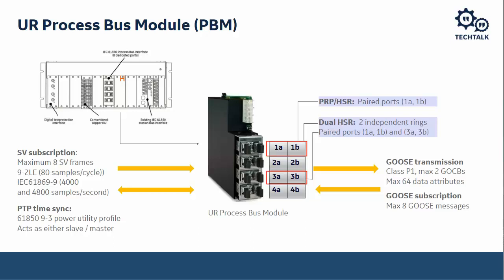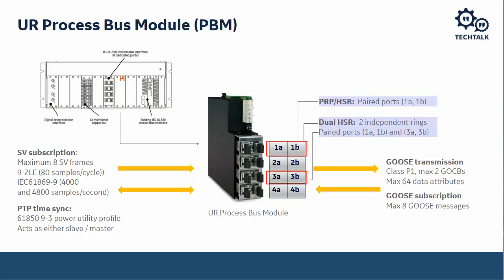If you were connecting to a switched Ethernet network, you'd probably only need 1 port, or you'd really need 2 if you wanted to do 2 ports. So using those ports, the relay can subscribe to the sampled values from the merging unit.